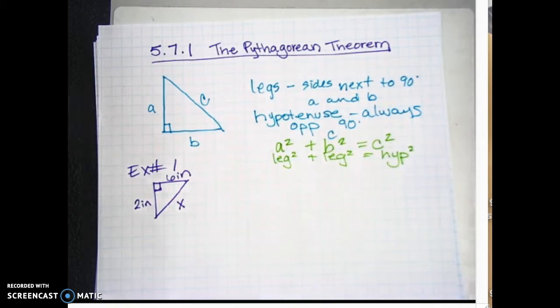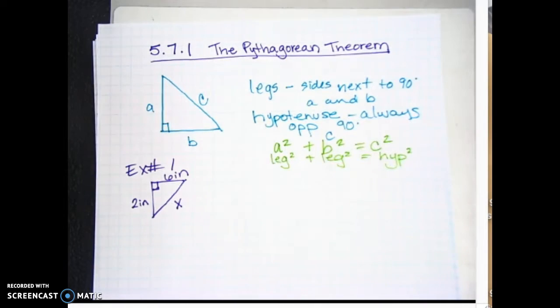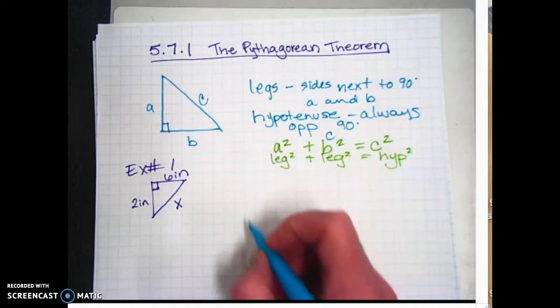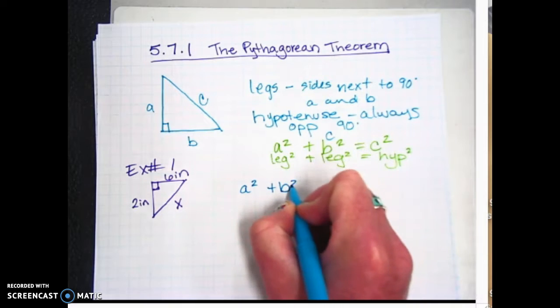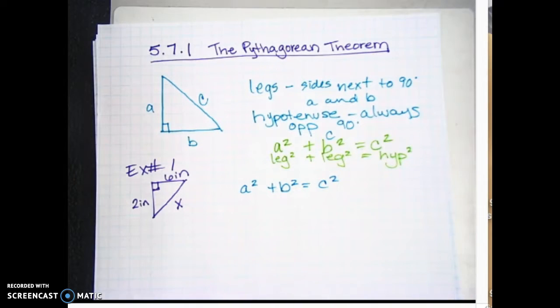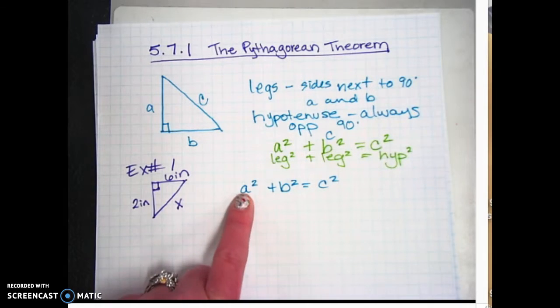We've got a right triangle. We know that because it has a box. They can also tell you it's a right triangle. And so you want to start by writing down the Pythagorean Theorem: A squared plus B squared equals C squared.